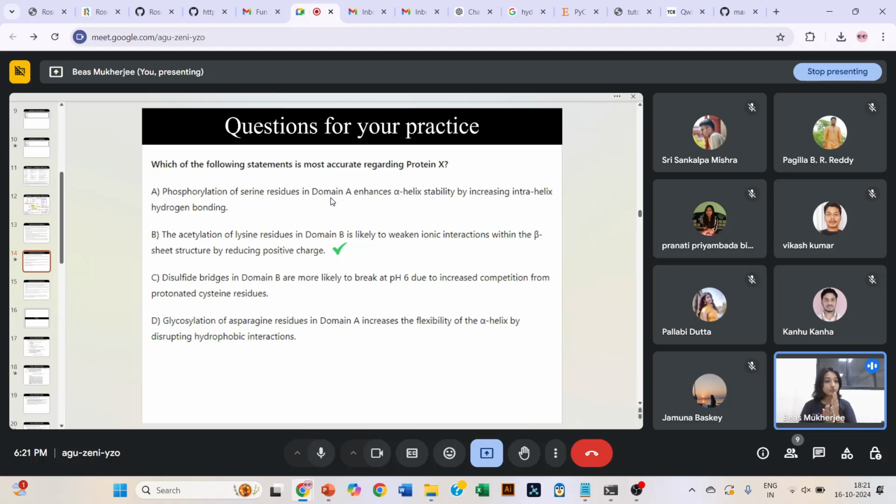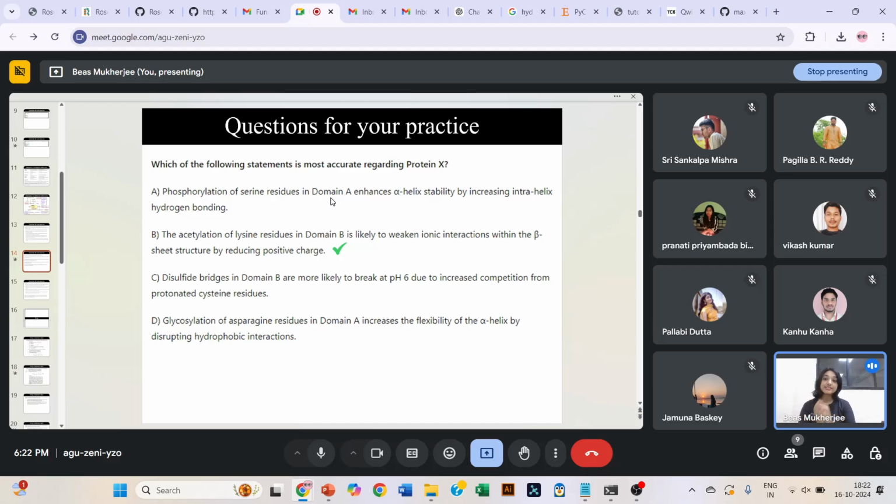So lysine is supposed to have positive charge. It is supposed to form hydrogen bond with another beta strand, right? But then when you are adding this acetyl group, it is obviously CH3CO. So it is having this carbonyl carbon, and it is negatively charged. So then what is happening? The positive charge is getting weakened and therefore the hydrogen bond is getting affected. So that is definitely more accurate.